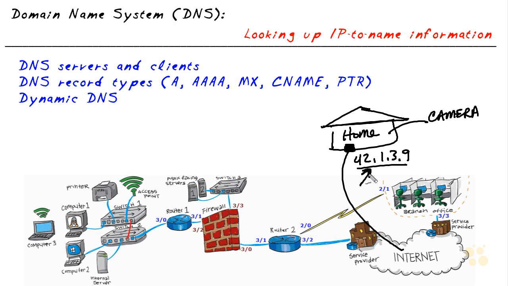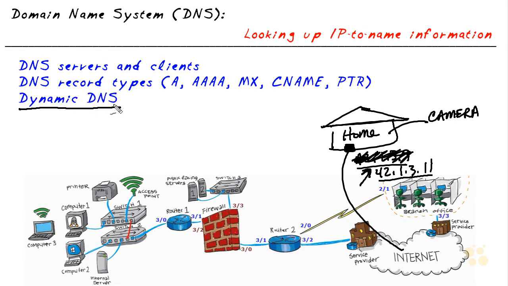This IP address is dynamically assigned from the service provider. What if it changes? What if it changes from 42.1.3.9 to 42.1.3.11? And then when Bob's at work, he tries to connect to the old address and it's not working. He doesn't know why. And the reason is that the IP address has changed and he's not aware of it. So to help address that, what we have is a feature called dynamic DNS.